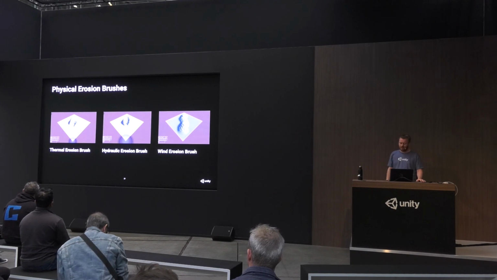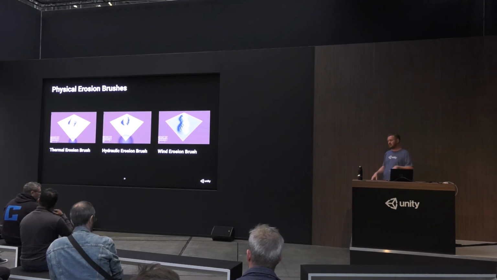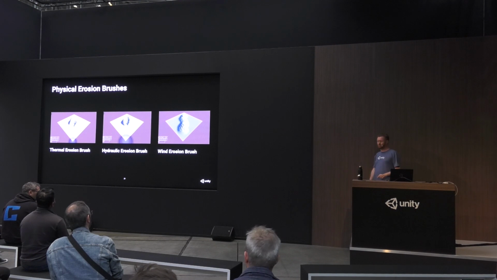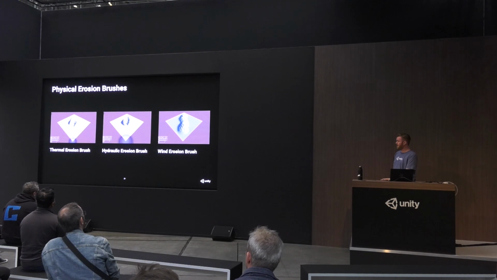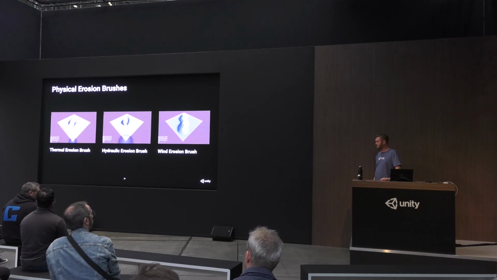And then we also have hydraulic erosion, which models flow patterns of water eroding the terrain, or wind erosion, right, which gives us this kind of more smoothed erosion patterns.